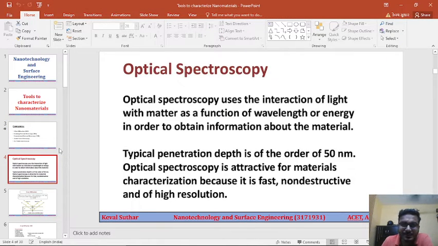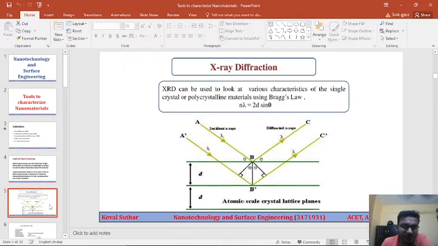First, we discussed optical spectrometry, that is, it uses the interaction of light with matter as a function of wavelength or energy, so that we can obtain information or details about the material. We penetrate up to 50 nanometers, and this is a very famous technique or tool to analyze material, because it is comparatively much faster and non-destructive, as well as providing high quality images.